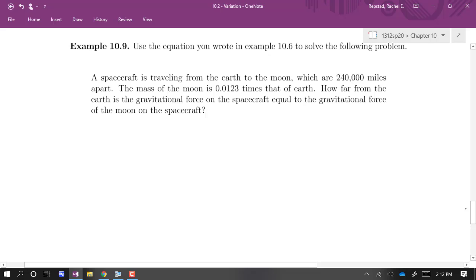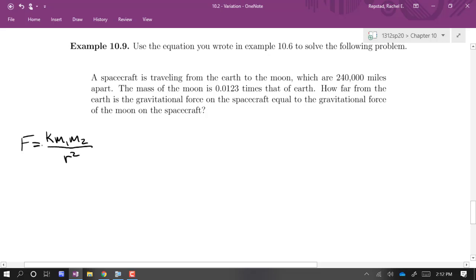A couple of pages ago, a few examples back, we wrote an equation that models or describes Newton's law of universal gravitation. That was the one that said that the force of gravity between two objects varies directly, or varies jointly, as the masses, m1, m2, and inversely as the square of the distance between them. So there's this general equation.